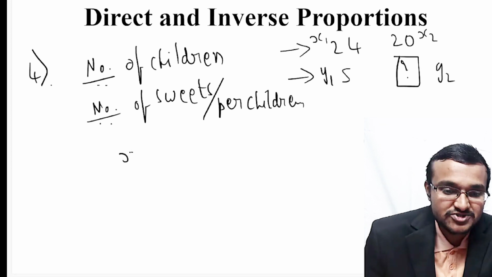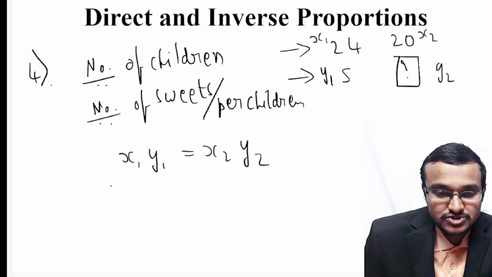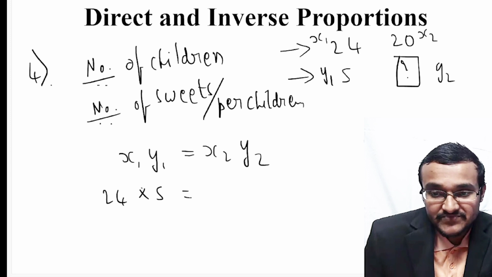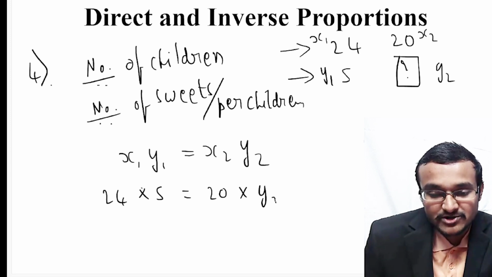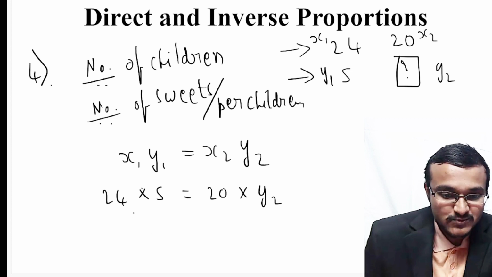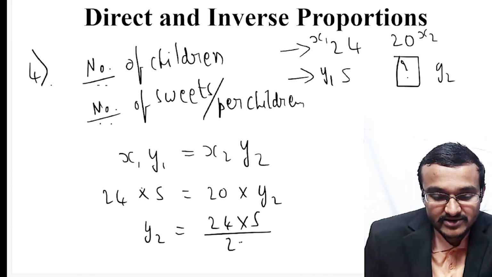So here also this is inversely proportional. So x1 y1 will be equal to x2 y2. So x1 is 24, y1 is equal to 5, x2 is equal to 20, and y2 we don't know. So we'll bring this 20 to the LHS, it will go to the denominator. So y2 will be equal to 24 into 5 divided by 20.